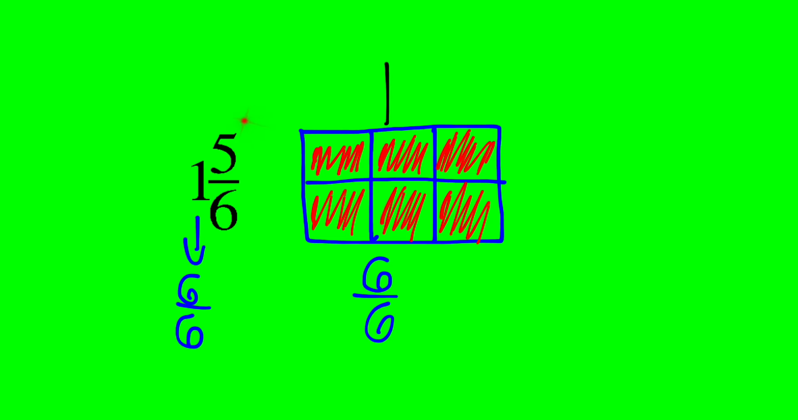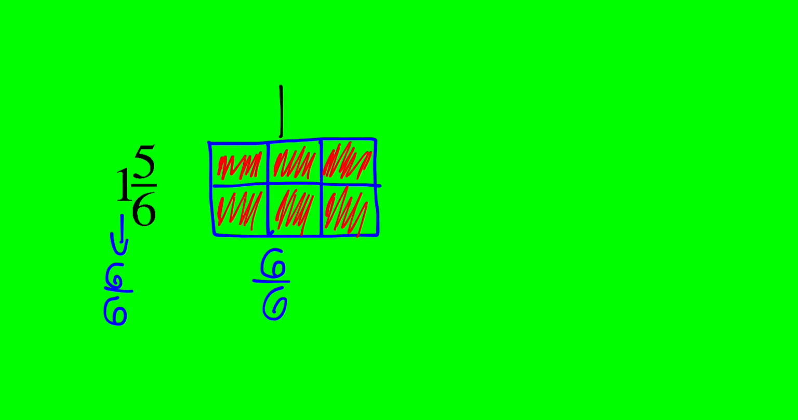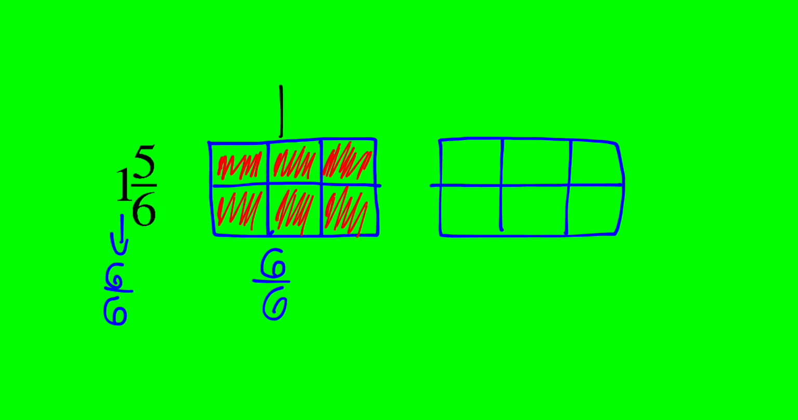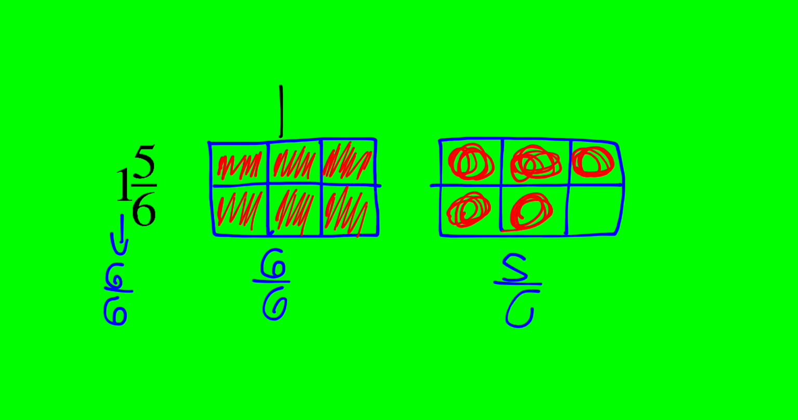Now I also need to represent the fraction part 5 out of 6. So I'm going to draw a rectangle. I'm going to cut it into thirds, cut it in half, and this time I'm going to shade in 5 out of 6. So that's going to be 5 out of 6.